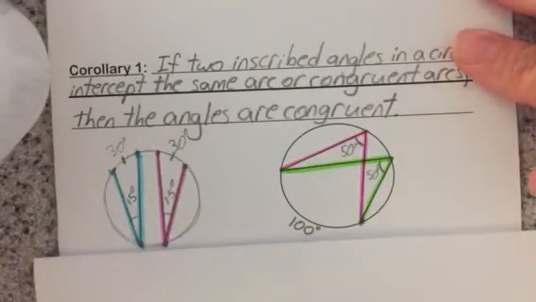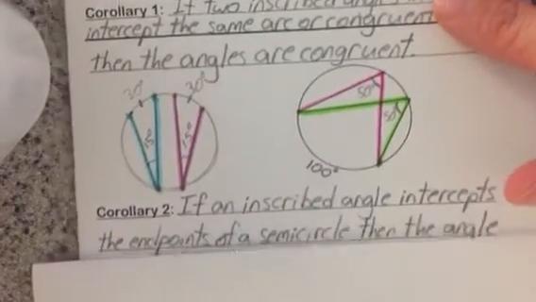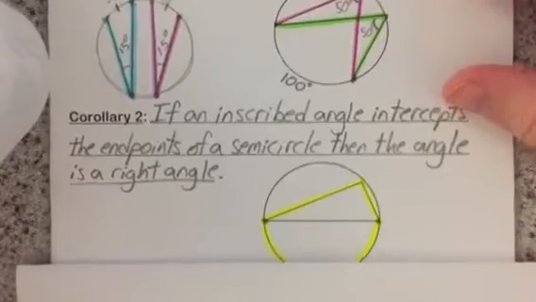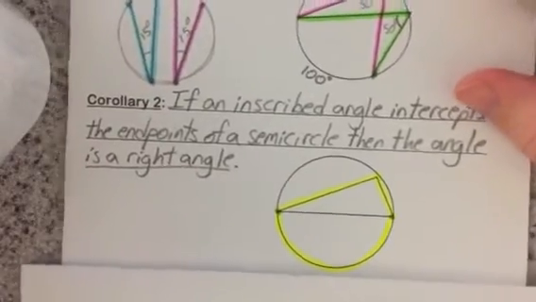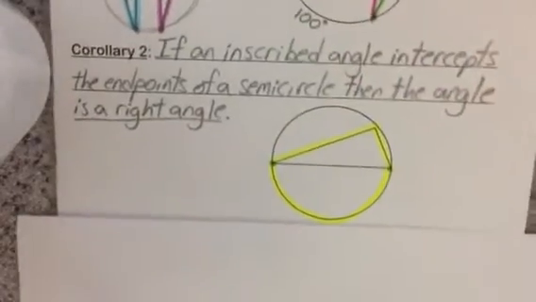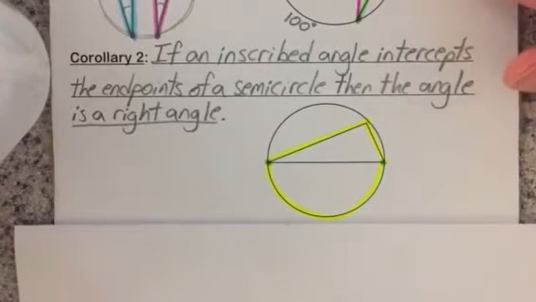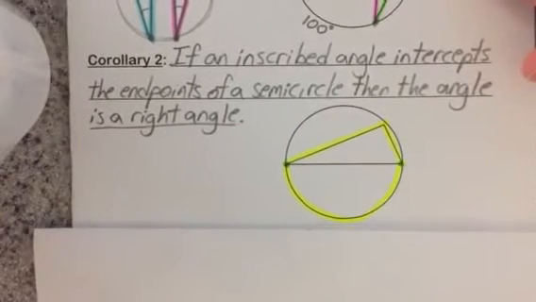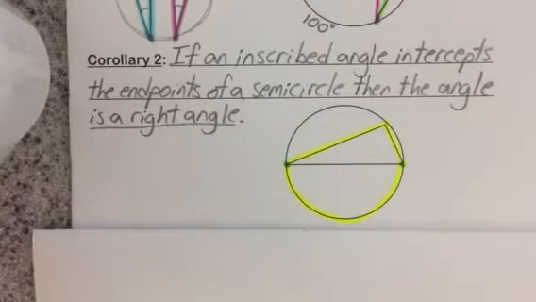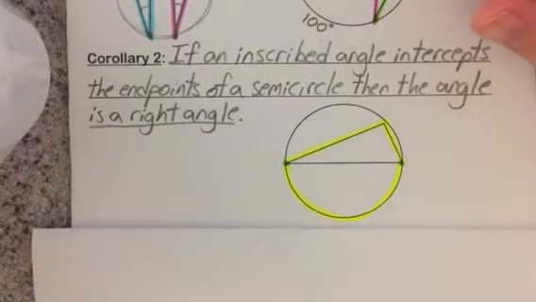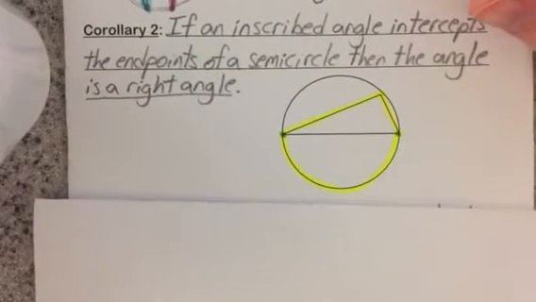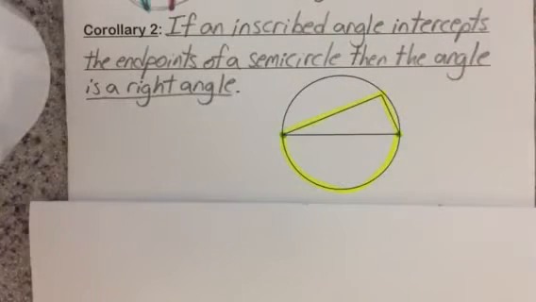Okay, let's go on to our second corollary. I can write that one down as well. All right, corollary 2 says, if an inscribed angle intercepts the endpoints of a semicircle, then the angle is a right angle. And this is something that's pretty obvious you could figure out on your own just from the theorem.